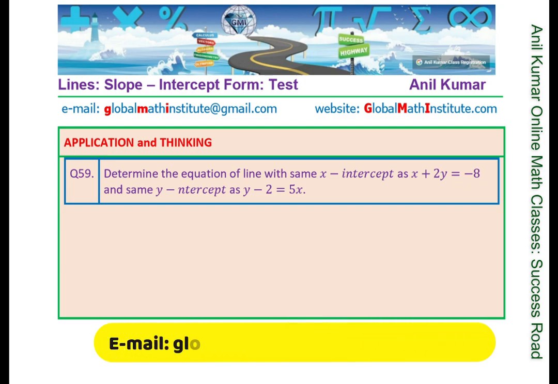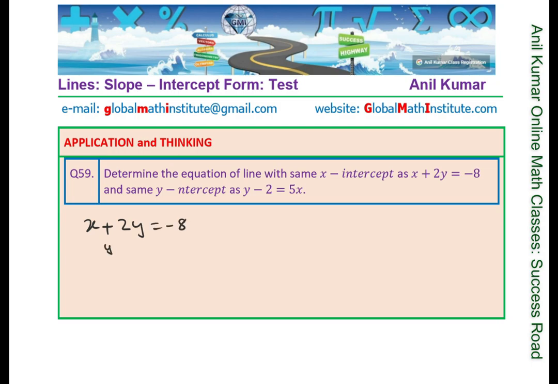Here is question 59. Determine the equation of the line with the same x-intercept as x + 2y = -8 and the same y-intercept as y - 2 = 5x. So let's find the x-intercept of the first line, which is x + 2y = -8. X-intercept means substitute y = 0. So x is -8. So therefore, the x-intercept is x = -8.